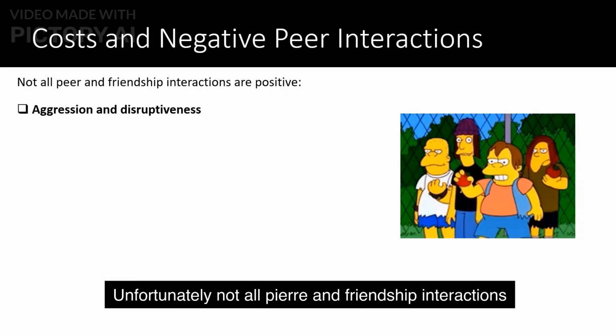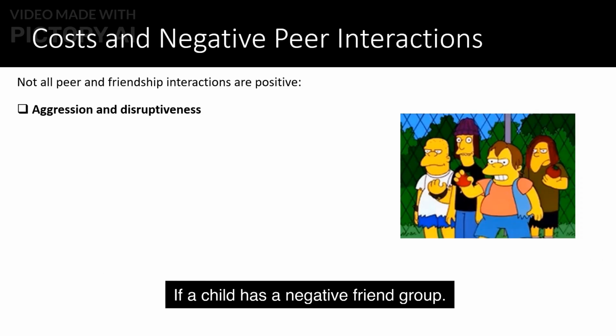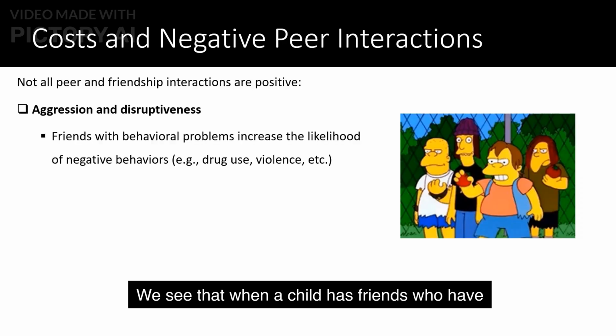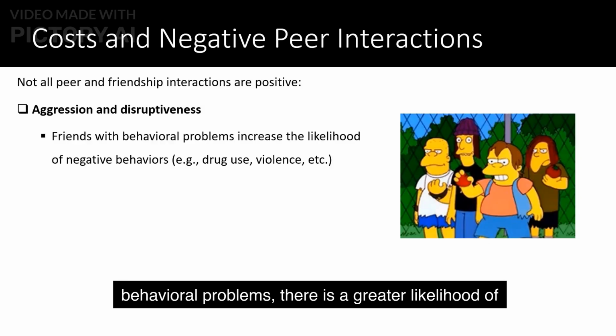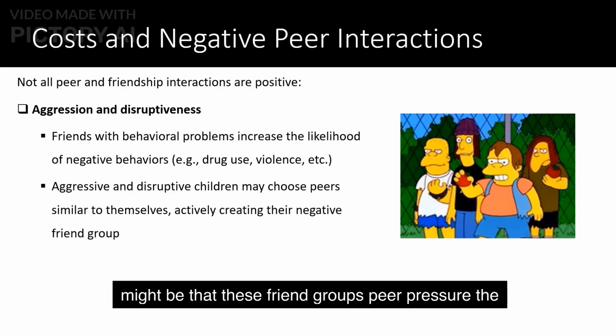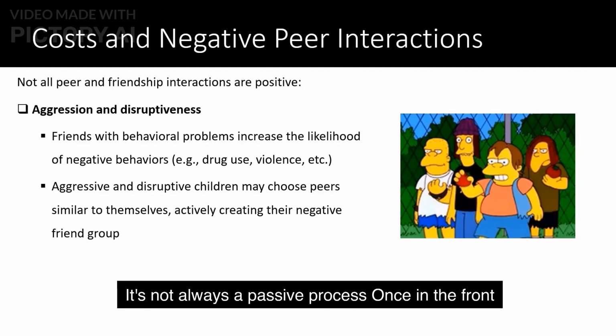Unfortunately, not all peer and friendship interactions are positive. Aggression and disruptiveness can really come out if a child has a negative friend group. We see that when a child has friends who have behavioral problems, there is a greater likelihood of negative behaviors such as drug use or violence. And it might be that these friend groups peer pressure the child, but we also see that aggressive and disruptive children choose peers similar to themselves, which actively creates their negative friend group. It's not always a passive process.